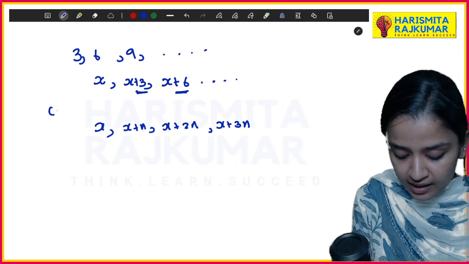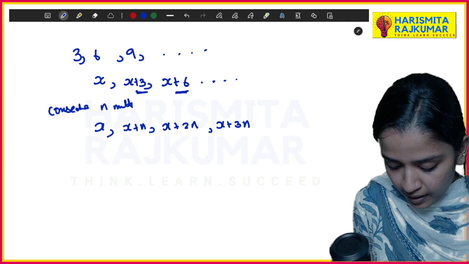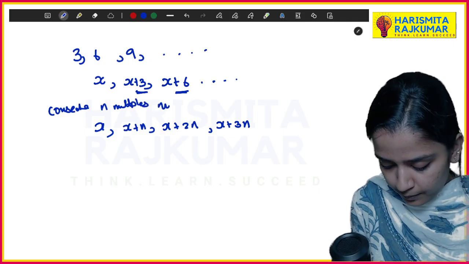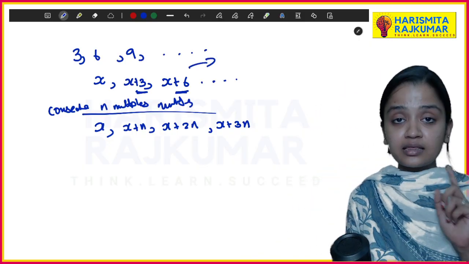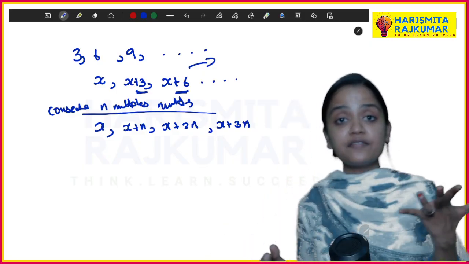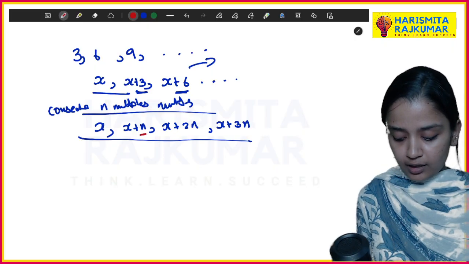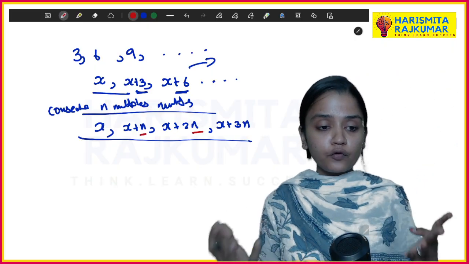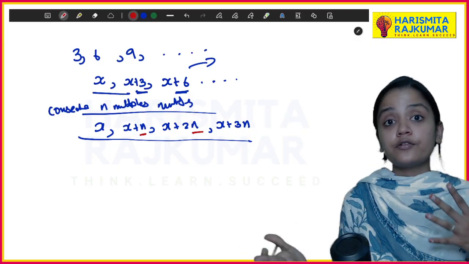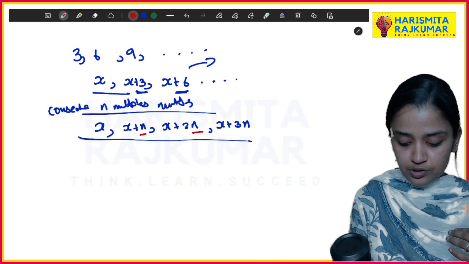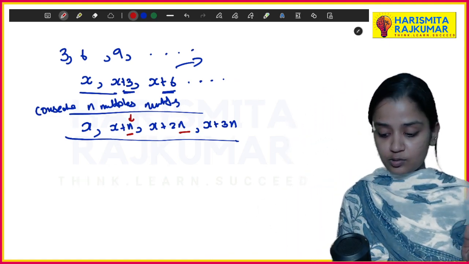So if I'm asking consecutive n multiple numbers, I hope it is clear. So this is consecutive numbers that are divisible by 3. So here it is n. Instead of n, you can substitute any value. If they ask consecutive numbers divisible by 4, you can just substitute 4 instead of n. You'll be able to get it. I hope you understood it.